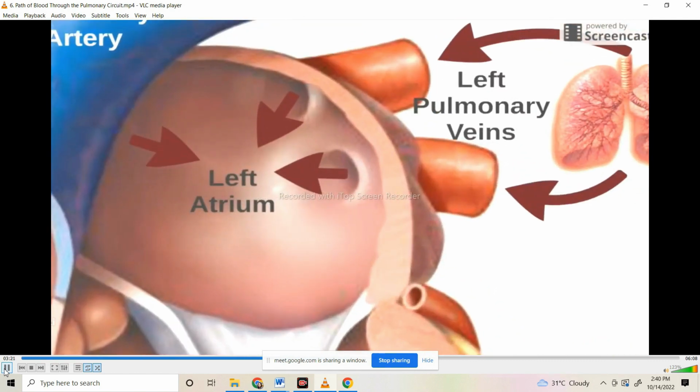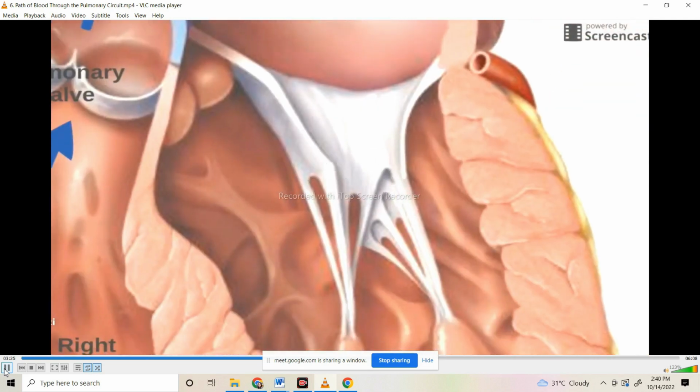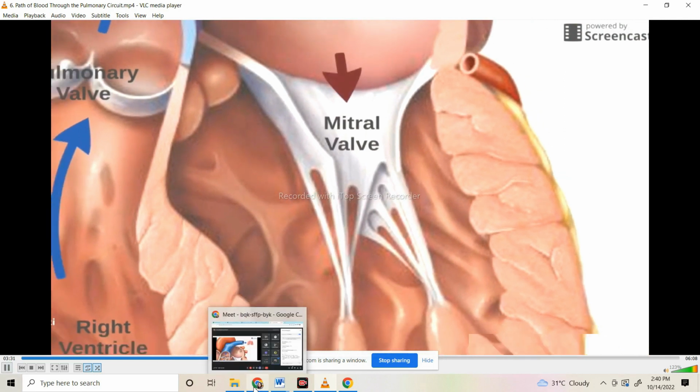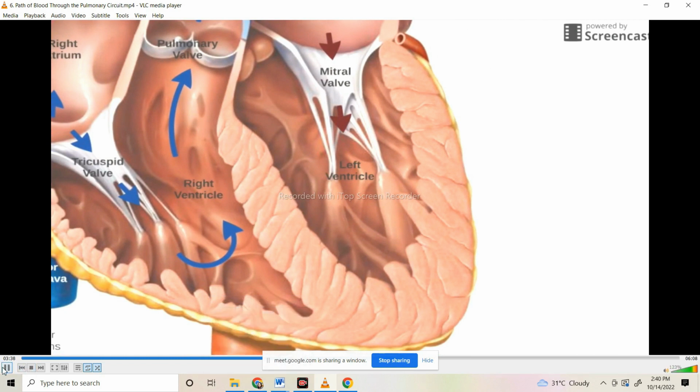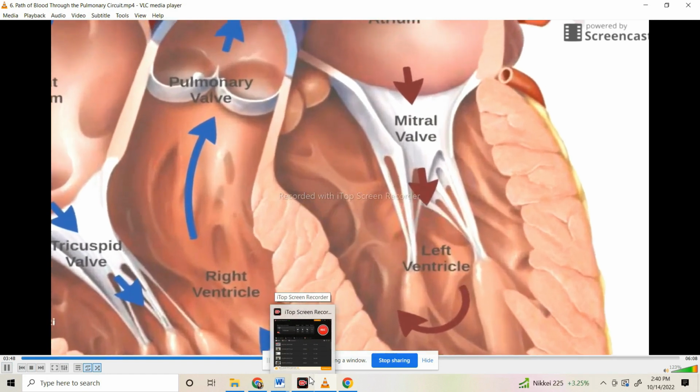Oxygenated blood gets trapped in the left atrium until another valve opens. This valve is called the mitral valve. Blood passes the mitral valve to enter the left ventricle. Notice how thick the walls of the left ventricle are. These walls are made up of cardiac muscle, and they must be very strong because the left ventricle has the job of pumping blood through our entire bodies.